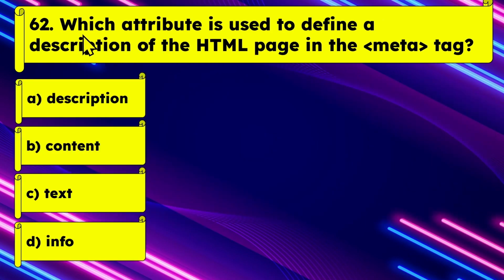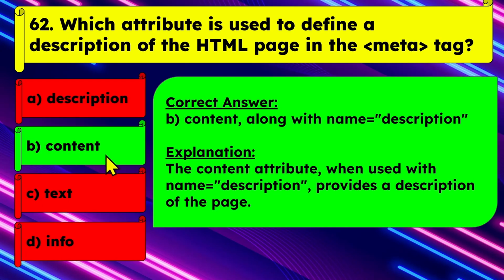Next question is, which attribute is used to define a description of the HTML page in the meta tag? Option A, description, option B, content, option C, text, and option D, info. So here the correct answer is option B. You can see the content attribute when used with name equal to description, it provides a description of the page.